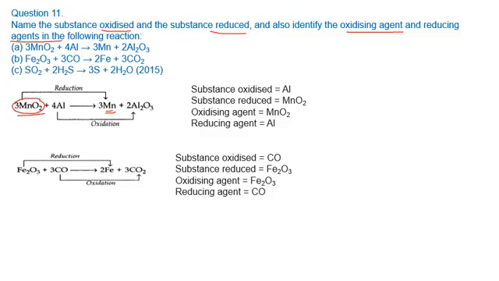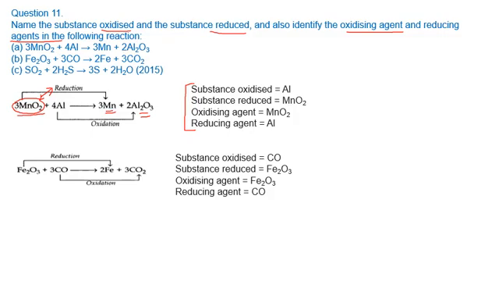Just remember, two contrasting things are taking place together. Aluminium is gaining oxygen, so definitely oxidation is taking place. So aluminium has changed to aluminium oxide. So aluminium is a reducing agent. Okay, so this is how you can learn. Coming to the next, ferric oxide plus carbon monoxide gives you iron plus carbon dioxide.